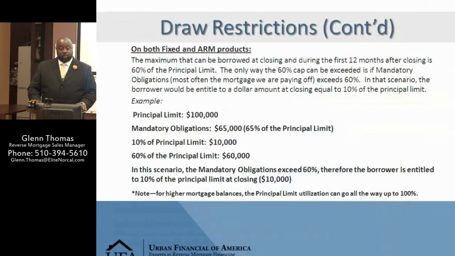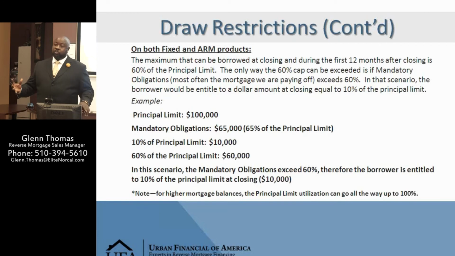All right, and this is draw restriction. So, like I said, once again, you've got an example of $100,000. Mandatory obligations are $65,000, so that's 65% of the principal limit. That's over the 60%, so what they did was give them $10,000 of the principal limit above. That drops them, but then the 60% is $60,000. So even though in this scenario they're over it, the borrower is still entitled to 10% over at closing, so they're still going to get $10,000.